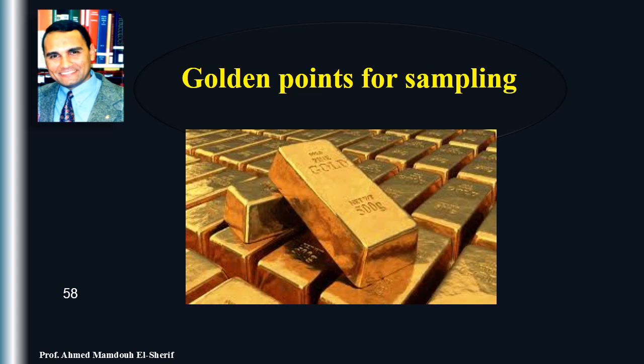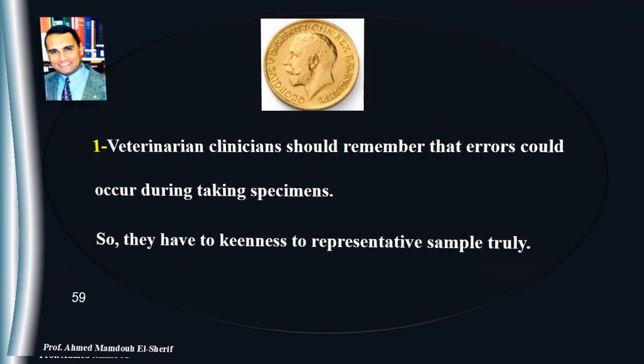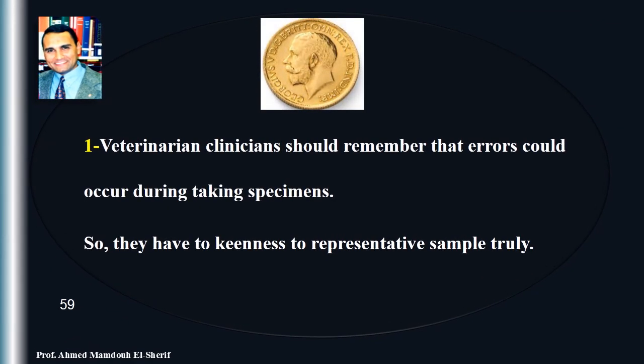Golden points for sampling. These golden points have to be followed for a good sample collection. The first golden point. The veterinarian clinician should remember that errors could occur during the taking of any specimens, so they have to choose truly representative samples.